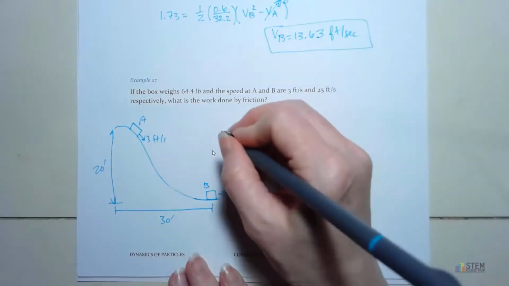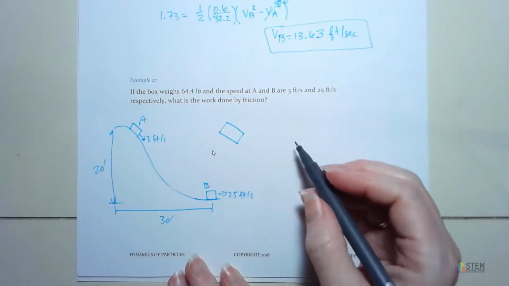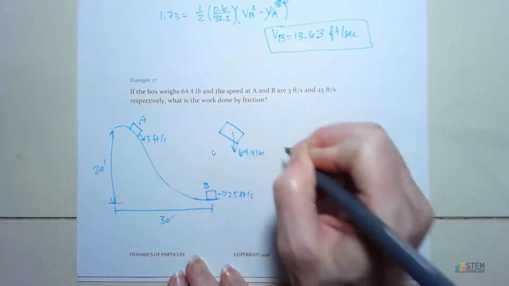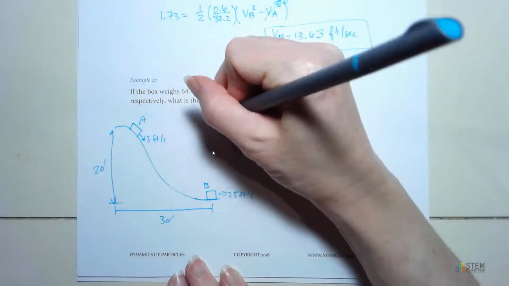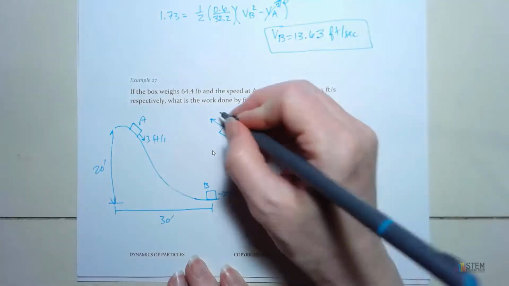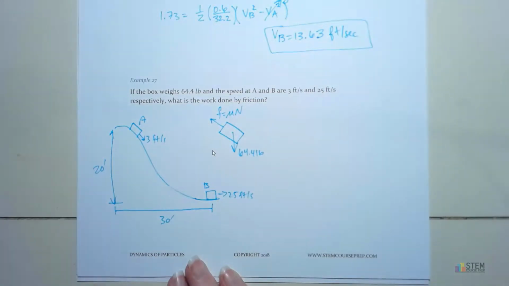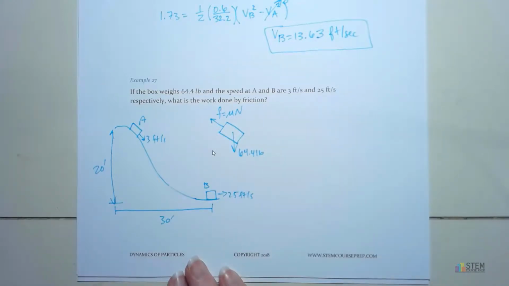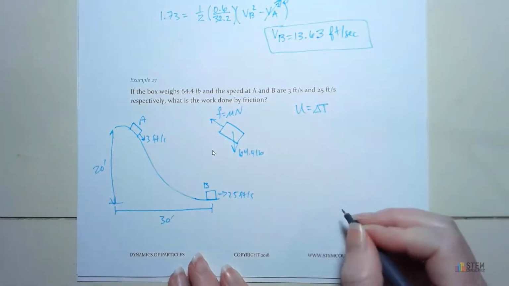All right, so let's go ahead and draw the free body diagram. Should always be the first thing we do. So for this one, we're given the weight. So you can just put 64.4 pounds. And then we're sliding down this way, so friction's got to go up like that. And that's going to be mu times N. All right, so now we've got that. Now I need to look at this and figure out my work equation. Okay, and again, we're going to say work is equal to the change in kinetic energy.